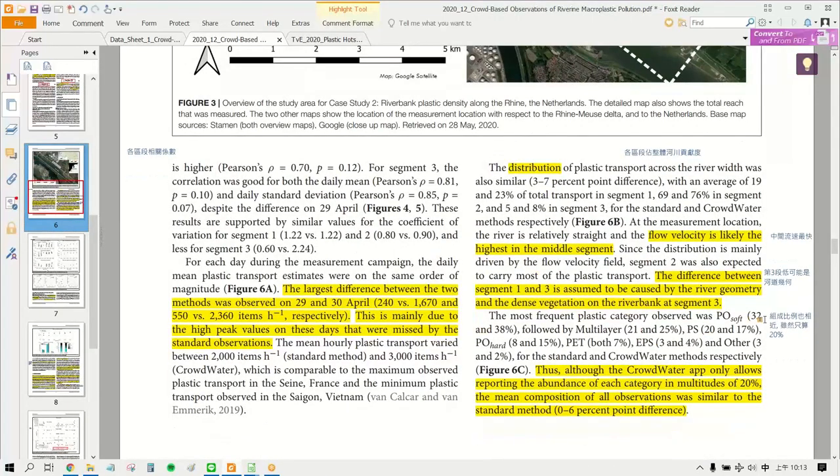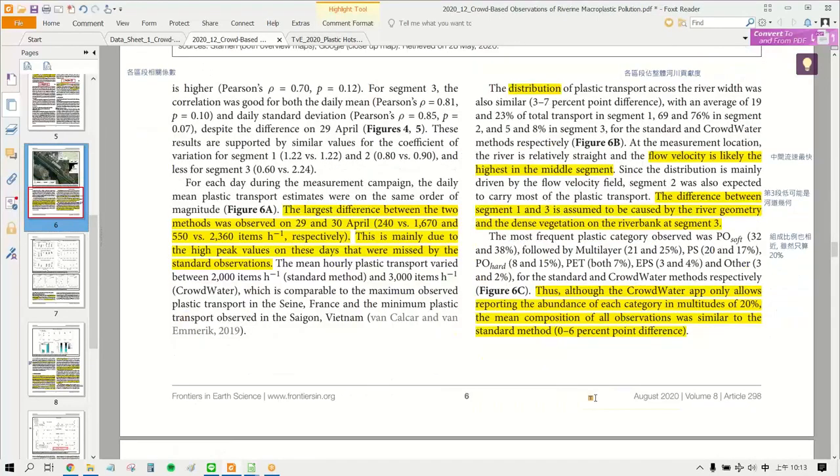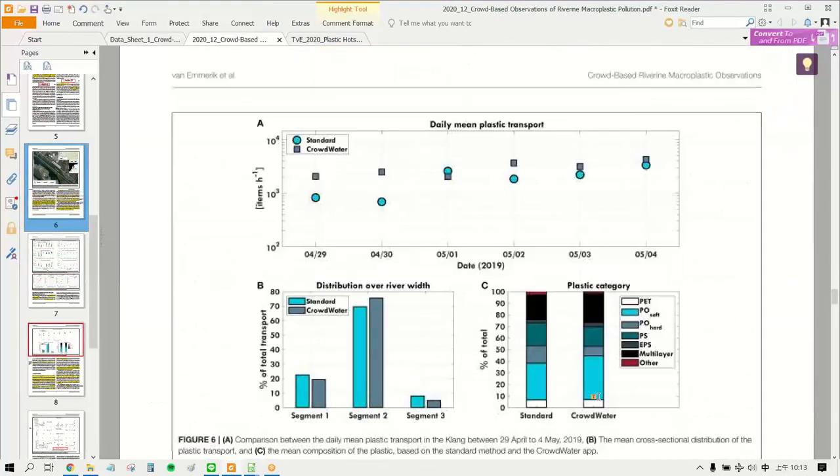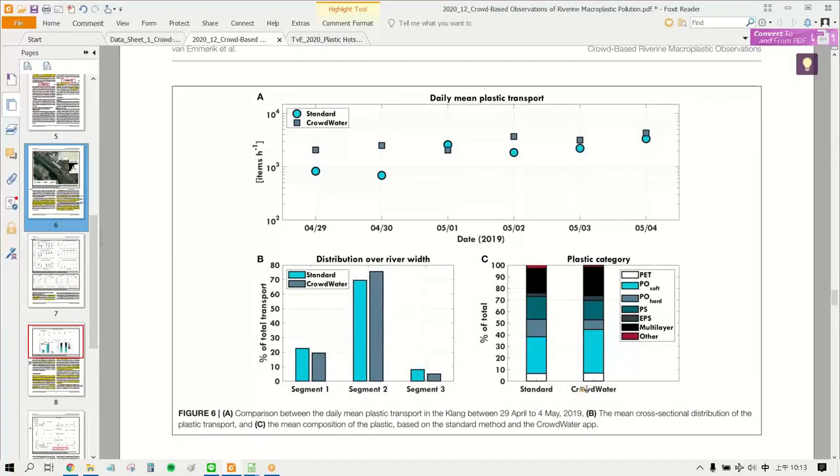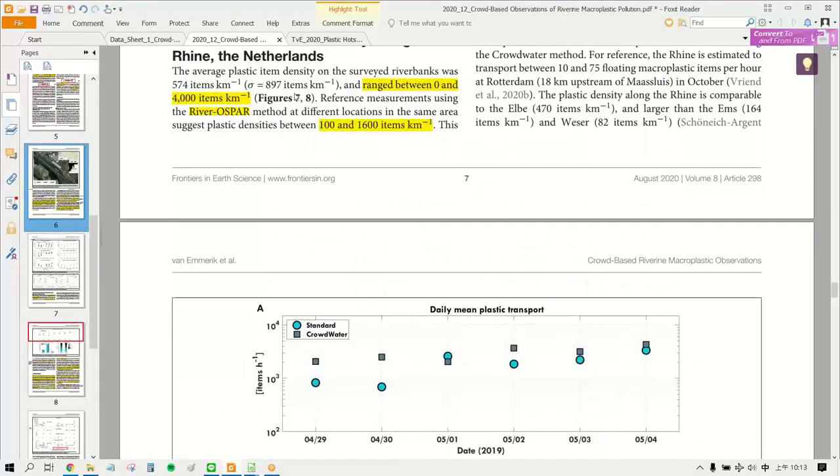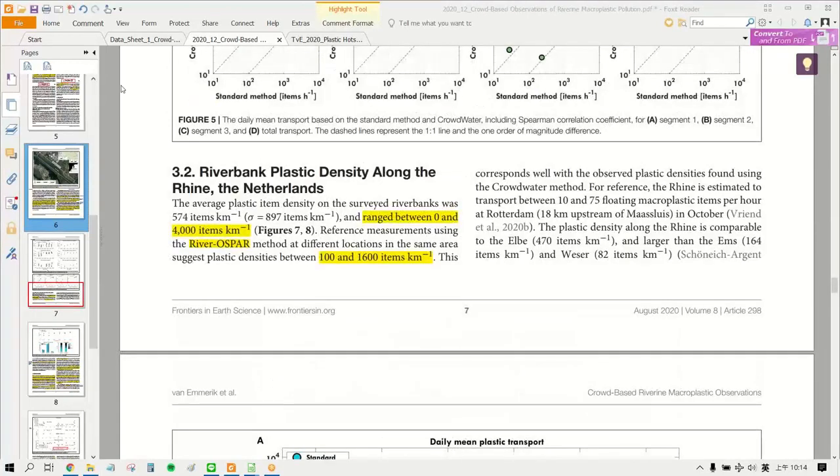And they said the composition is quite similar, but there's still some difference of 0 to 6 percentage points, which is this table here. So it is much easier for people to recall the composition with the new method, compared to the standard method, where people have to separate those into very fine detail and count each item. Okay, that's it, the results for floating.